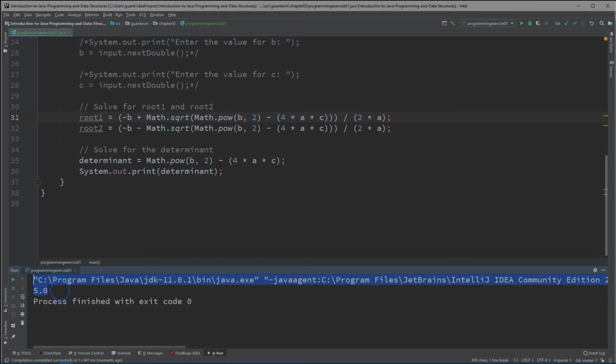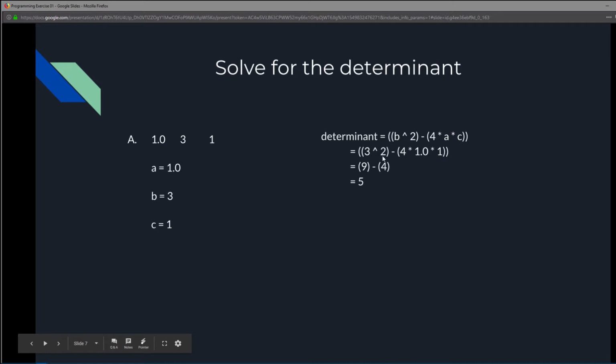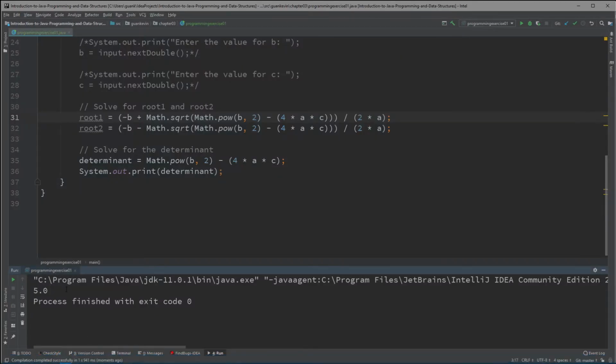Now if I got a 5, then that's exactly what I got when I calculated over here, right? Plug that in. Basically B is 3, 3 squared is 9, and plug that in. 4 times 1 times 1 is 4, so 9 minus 4 is 5, and that's exactly what we got over here, 5. Okay, so we got that. Basically, exactly what we expected.